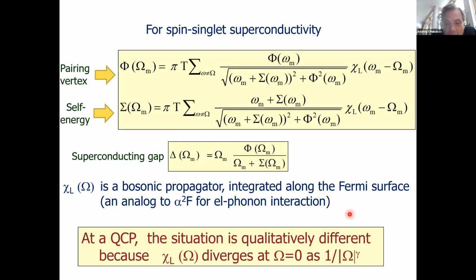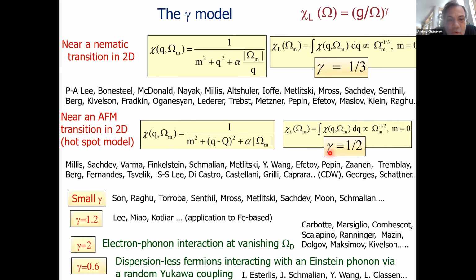This is nicknamed the gamma model, after the value of the exponent. And in the next slide, I just want to show you that there are numerous examples of this behavior. The most known ones are behavior near a nematic transition in 2 dimensions, where, when you do all the specific calculations, you find exponent 1/3, or an antiferromagnetic transition in 2 dimensions, where when you do the same calculations, you find exponent 1/2. A number of people, both from the high energy and field theory perspective, analyzed analytically the small values of the exponent, because then you can do a nice RG.